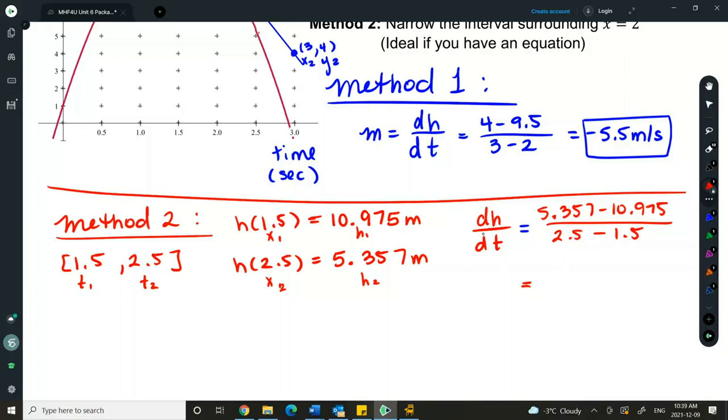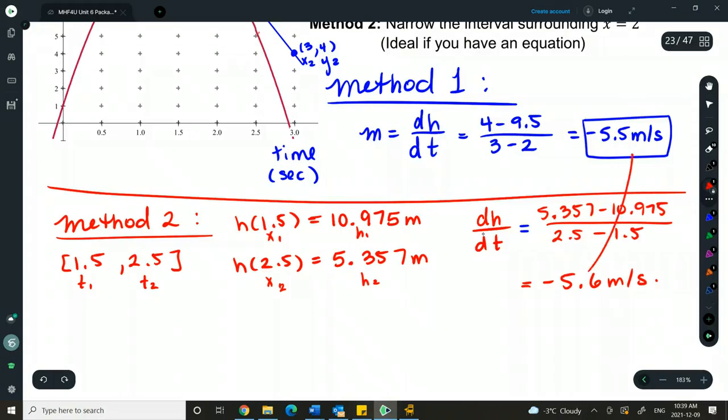Let me know what you guys get. Ian, what'd you get? I think it's 5.6. And that would be meters per second. So very close actually to our estimate of our tangent line from above. That's good.